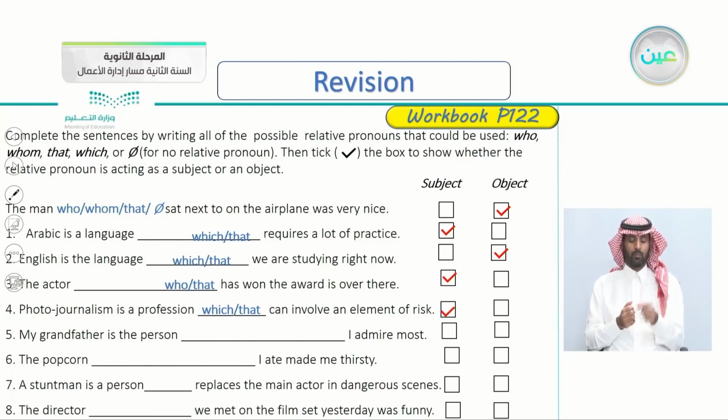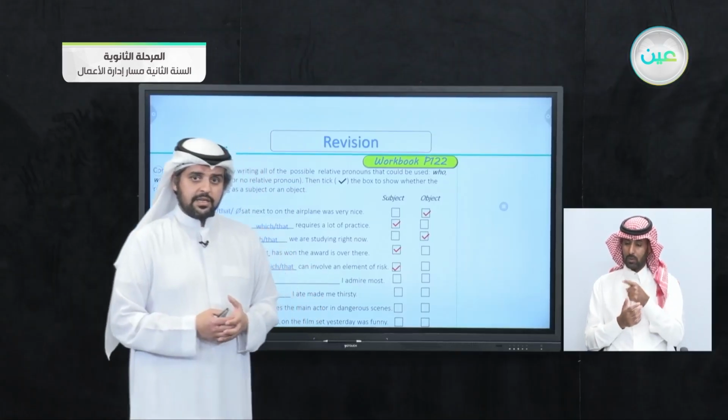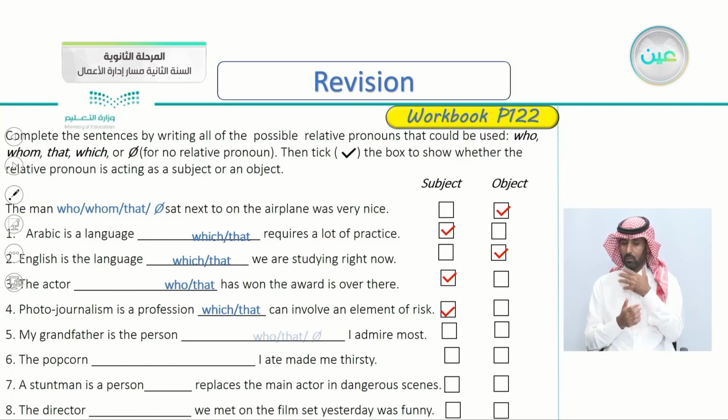Number five, my grandfather is the person I admire most. So we're talking about his grandfather here, a person. We can say who, that, or the sign for no relative pronoun. And of course, it's an object, because the subject here is I, which means that we can omit it. We can say my grandfather is the person I admire most.